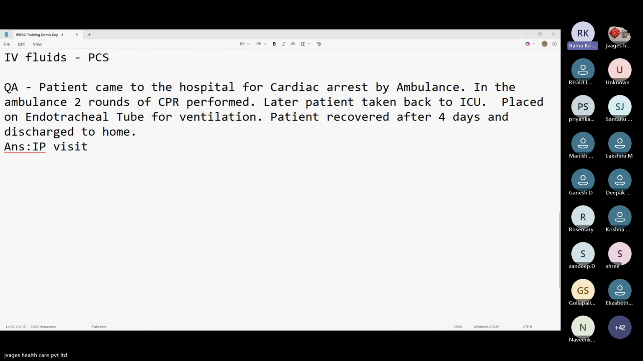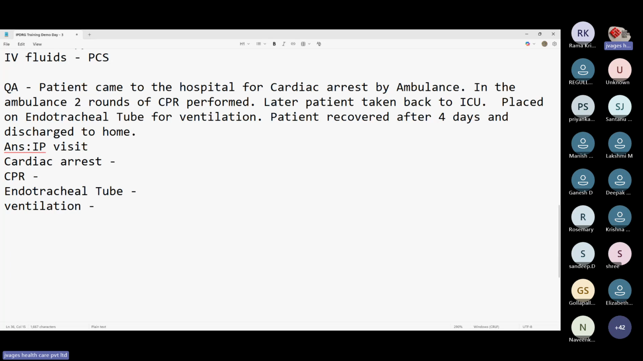Cardiac arrest. One is cardiac arrest. Then any other diagnosis? No, there is no other diagnosis. Okay, what are all the procedures you people are seeing there? CPR, super. Then endotracheal tube. The endotracheal tube is a device placed in the trachea for ventilation, and the ventilator device also comes under procedure.